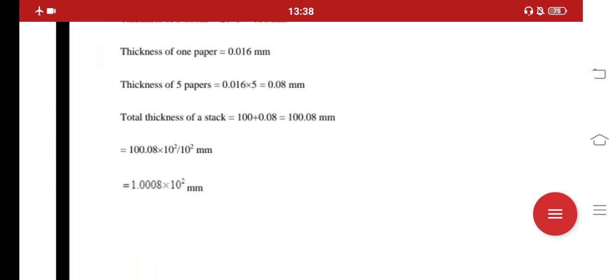Now 100.08 mm, see here, how many numbers are there after the decimal? After the decimal there are 2 numbers, so we will multiply by 10 to the power 2 in the numerator as well as in the denominator. Once you multiply this 10 to the power 2 in the denominator, it will cancel out, and the remaining is 1.0008 into 10 to the power 2. So this is the total thickness of the stack including books and sheets of paper.